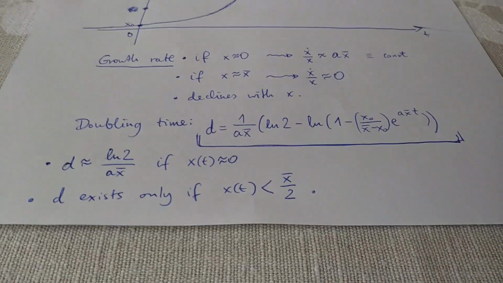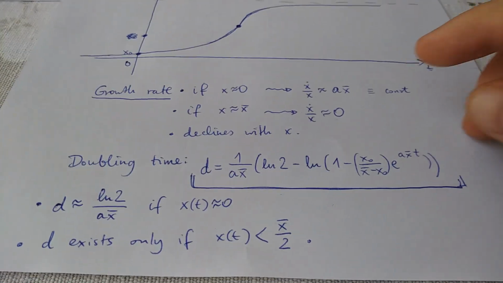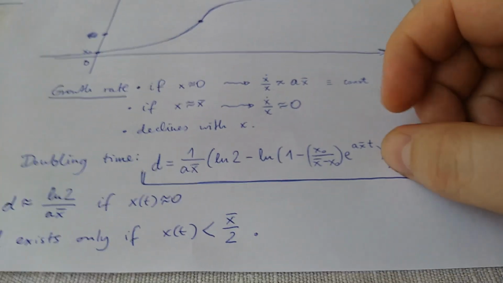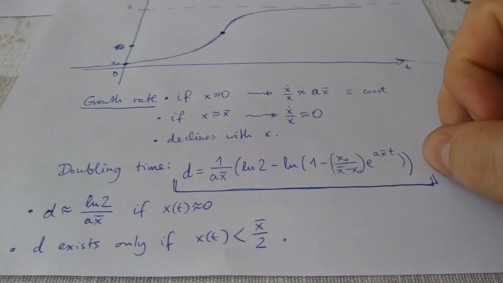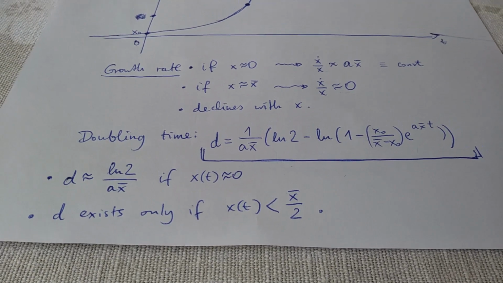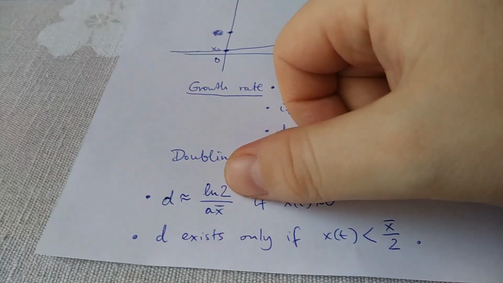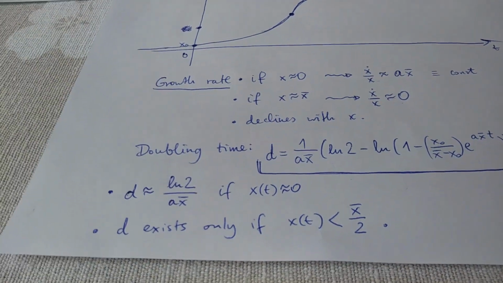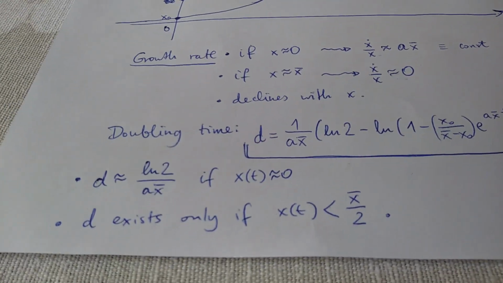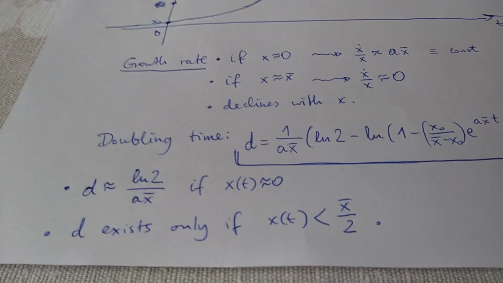And you can also compute the doubling times. The doubling times are given by this formula here, which is not particularly beautiful, but it has this nice property that as x is relatively small, approximately equal to 0, you recover the same formula that we had for exponential growth, only that now the growth rate is a times x bar, but otherwise it's exactly the same formula as we had before.